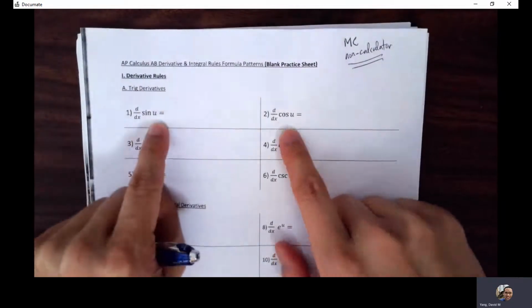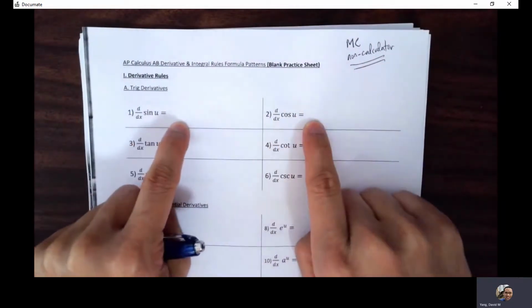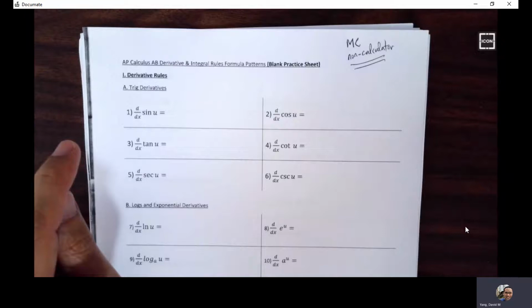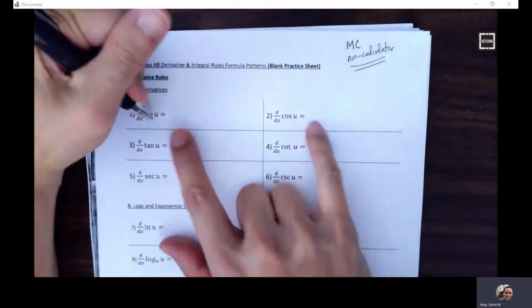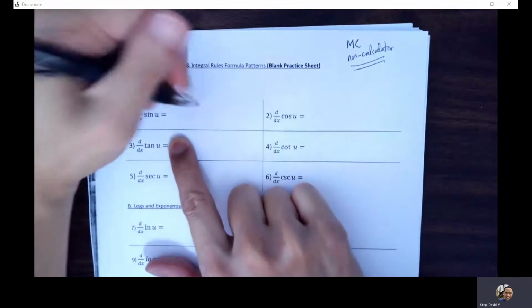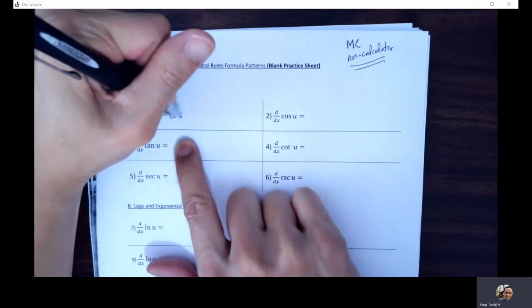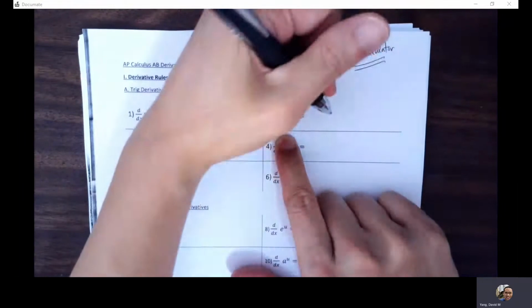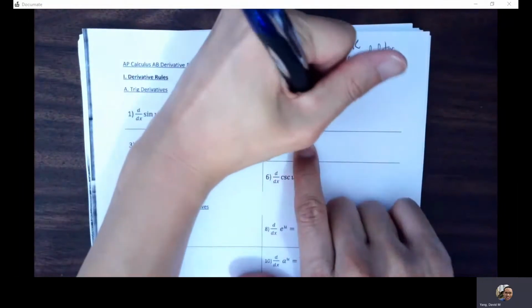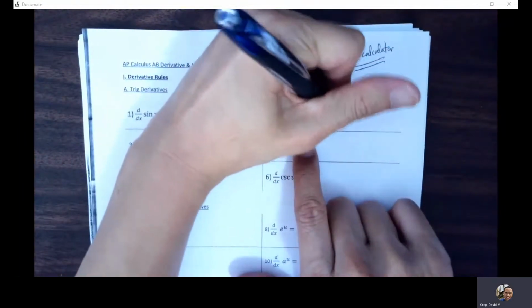Okay, so sine and cosine, these are rules that we've used a lot over the course of this year. So these are the basic ones, right? Sine's derivative is cosine of u times u prime. Cosine's derivative is negative sine of u times u prime.